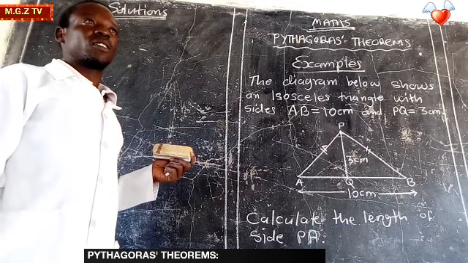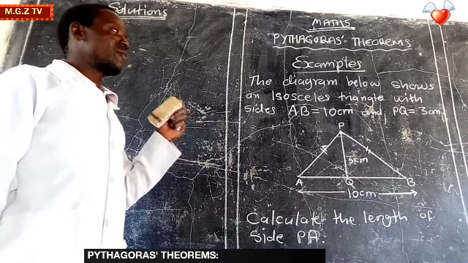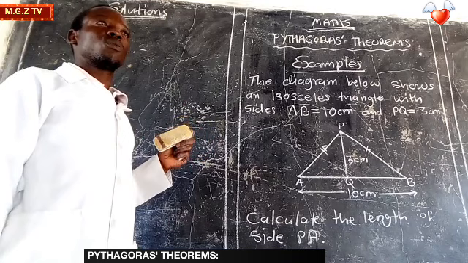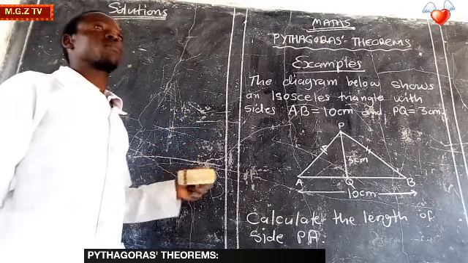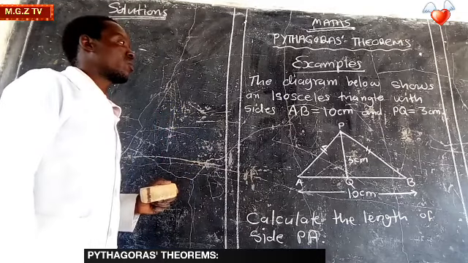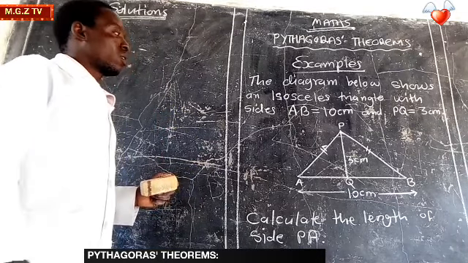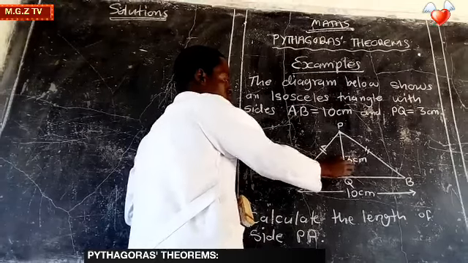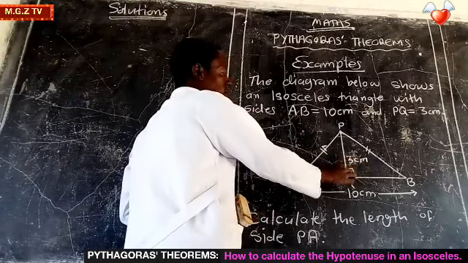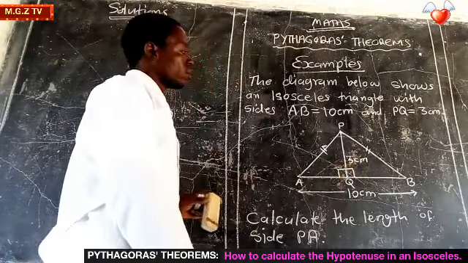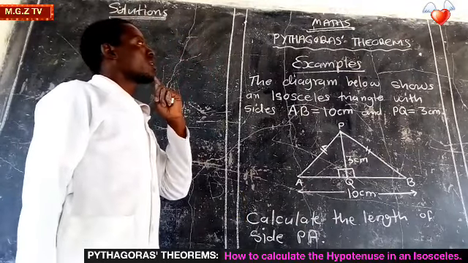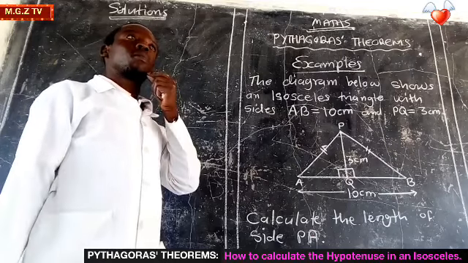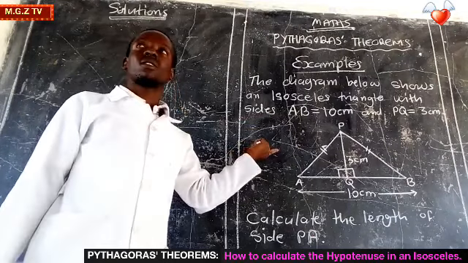Pay attention and see whatever I'm going to do. Follow all the steps that I'm going to show you. So, under Pythagoras theorem, a question may come like this one.